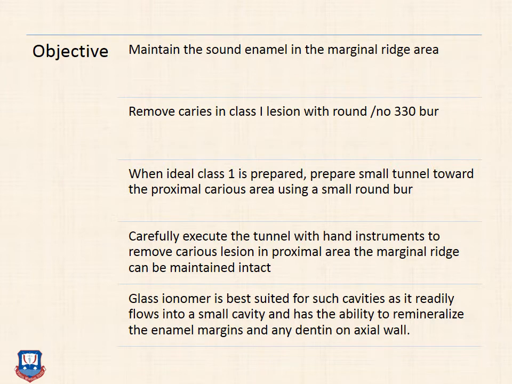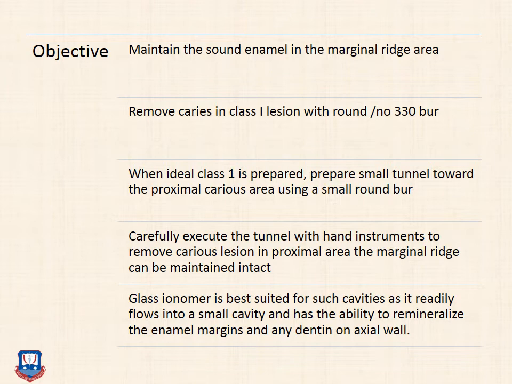So you have to remove caries in class 1 lesions with a round or number 330 bur. Once the ideal class 1 is prepared, that is, once you have excavated the occlusal surface caries, then you prepare a small tunnel towards the proximal caries area using a small round bur. So once your cavity on the occlusal surface is prepared, now you move on to the proximal surface. You remove the proximal caries by making a small tunnel with a round bur.